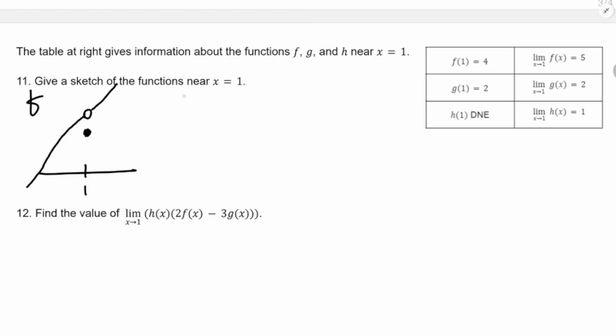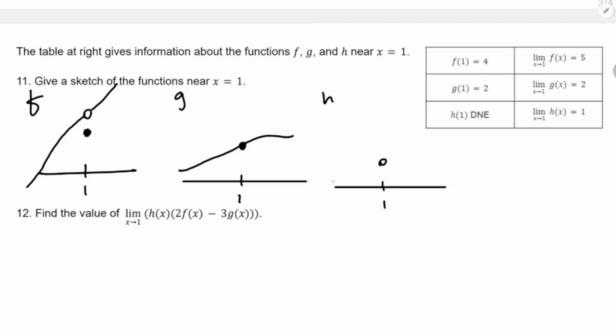Okay, for g, I'm going to just draw the same thing. It doesn't have to be super fancy. x equals 1, the limit of g is equal to 2, and we kind of already ran into this once with a different type of problem, but g of 1 equals 2, so I'll just go right there. And h of 1 doesn't exist, but the limit of h does exist and equals 1, and if h of 1 doesn't exist, I don't color in anything.